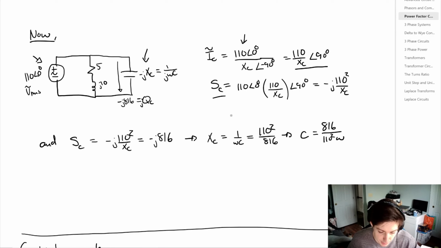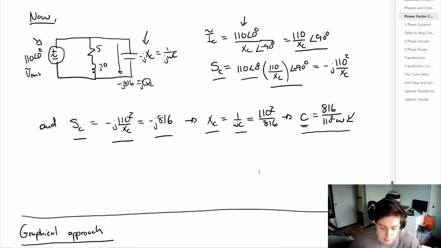And we know that the complex power for the capacitor is simply the voltage times that current. Don't forget that we need the conjugate of the current, so there's a negative there. And we can simplify this as minus j times 110 squared divided by XC. So we get that as the complex power for the capacitor. We know that that needs to equal the difference we determined above, which is minus 816. So from that, we can simply solve for XC, or 1 over omega C, whatever you prefer. And then you get a relation for the capacitor upon some frequency.